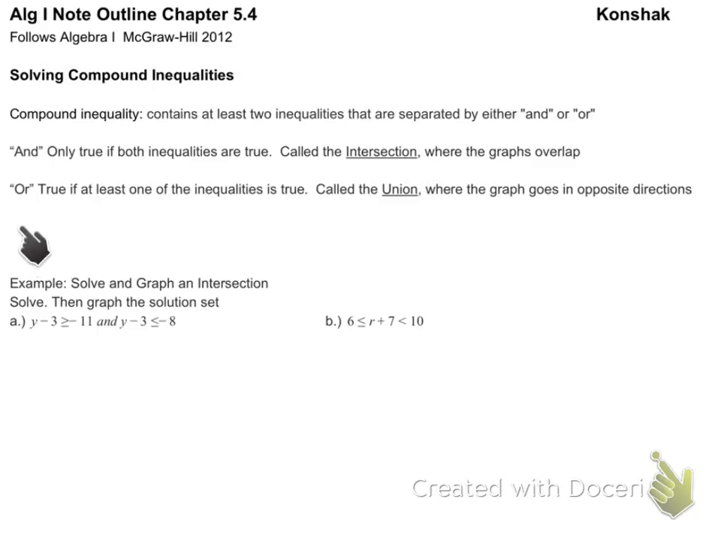An "or" is true if at least one of the inequalities happens to be true. This is called a union. That doesn't seem right. Let me check on that. Okay, union is the right word. I just got it mixed up.